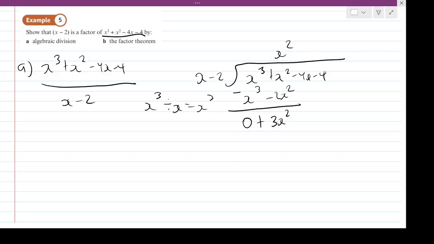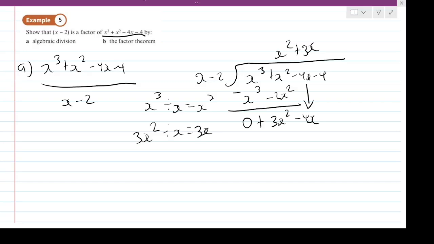Alright, and then we need to bring this next term down, minus 4x, and then we repeat the process. So what's the new highest term? Well, it's here now, 3x squared. Then we do 3x squared, the highest term we have, divided by x, the highest term outside. That will then be 3x. So then we say plus 3x here.